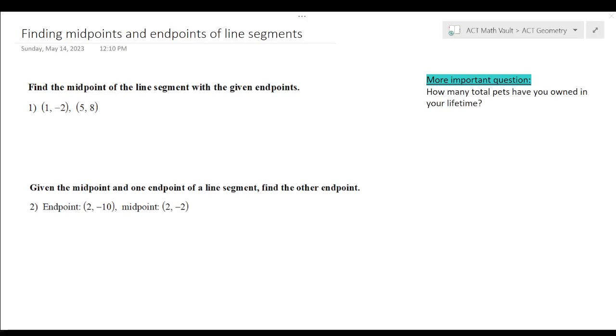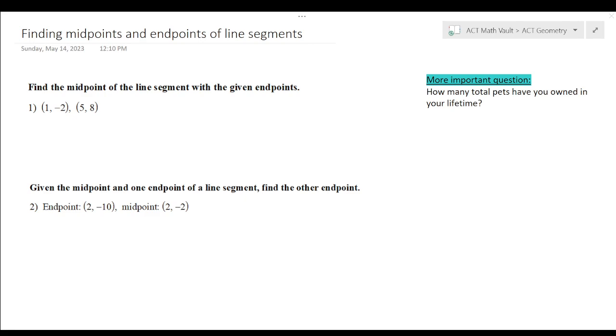Hi everyone, in this video I want to talk about finding a midpoint or an endpoint of a line segment. Notice that in these two problems that we'll work on, when you are asked to find a midpoint, you are given two endpoints, and when you are asked to find an endpoint, you are given the midpoint and the other endpoint. So let's think about our fun question as we go.